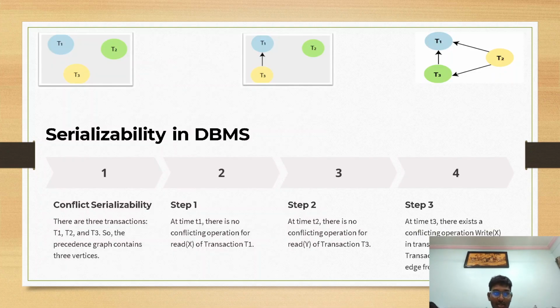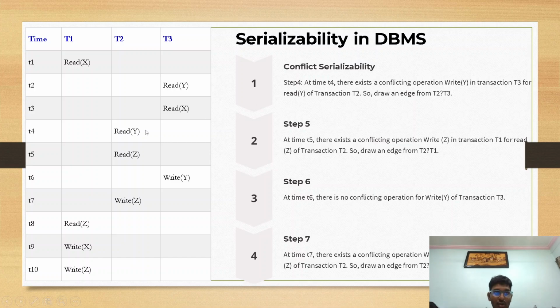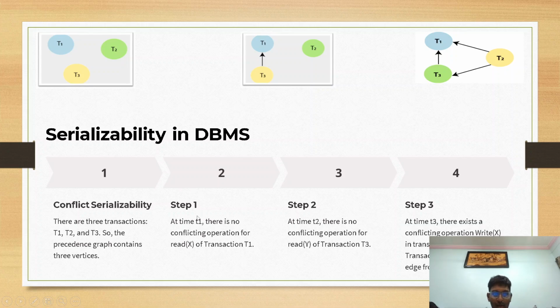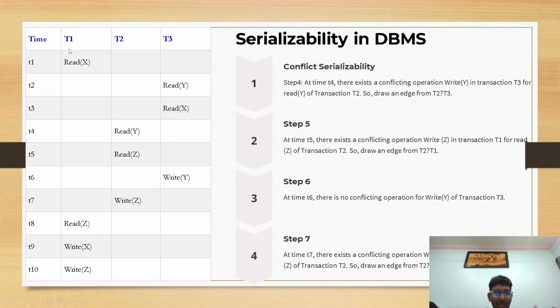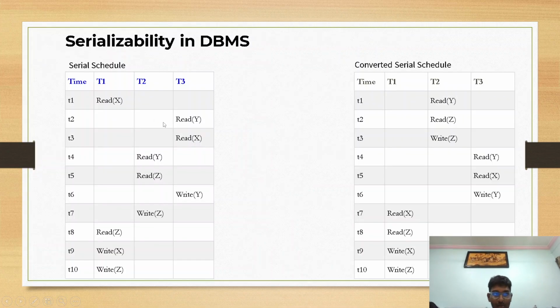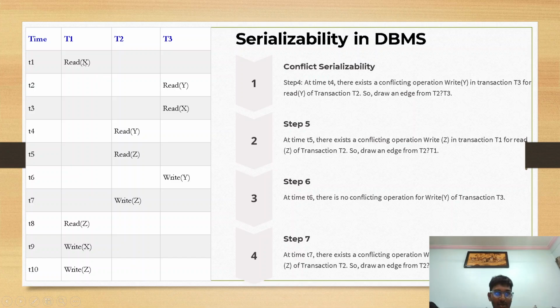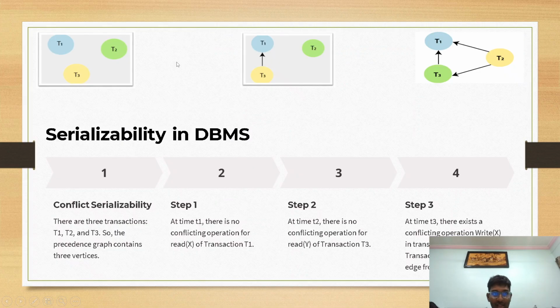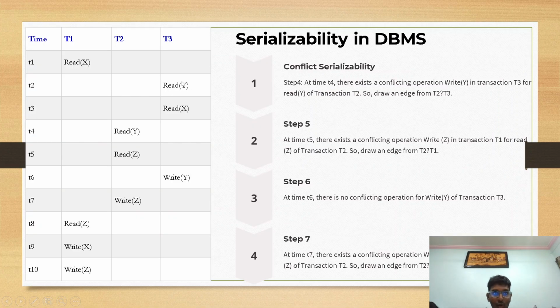So we will see now how the precedence graph is made for serializability in DBMS for a particular schedule. So this is the schedule. For this schedule, how will we draw the graph? First of all, in transaction T1, read X is being performed and there is no conflict in both transactions T2 and T3. Similarly, talking about the read Y operation in transaction T3, here also there are no conflicting operations.